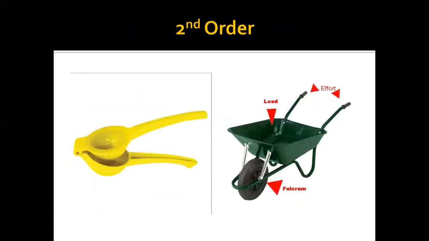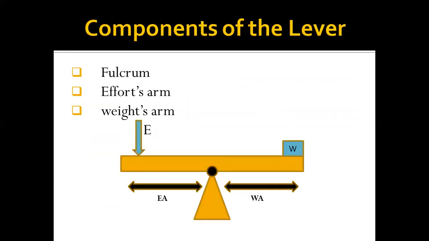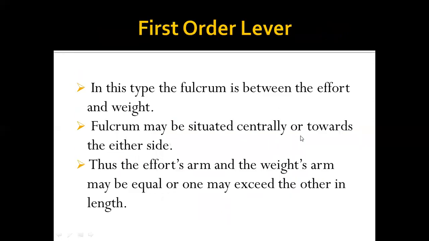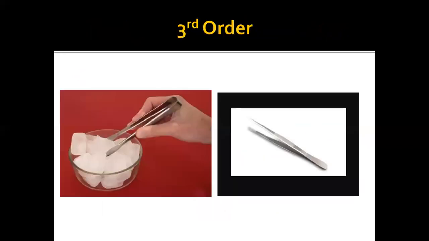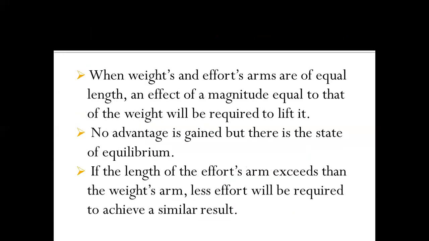So, as we can see here, if the effort arm and weight arm are equal, then an equal amount of effort would be required as the weight to lift it. So no advantage is gained, but there is the state of equilibrium. No advantage would be gained if the fulcrum is situated centrally, but that would be the state of equilibrium.